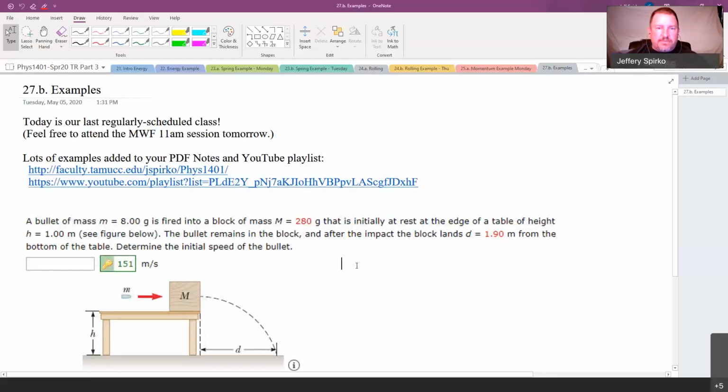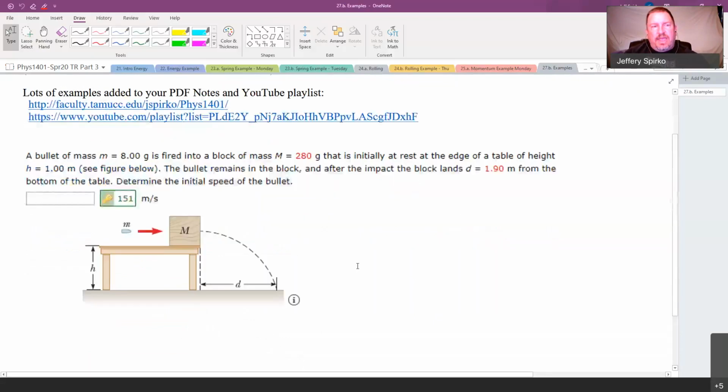So the first example today is from one of your last homework assignments, and it involves this bullet that's getting launched into a block, and the bullet remains in the block, and then the block falls off of the table and it ends up on the ground. So let's think about what happens in this thing.